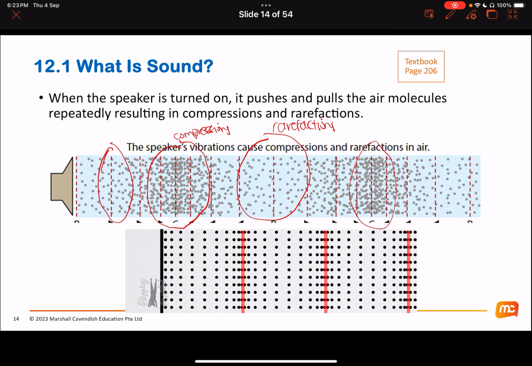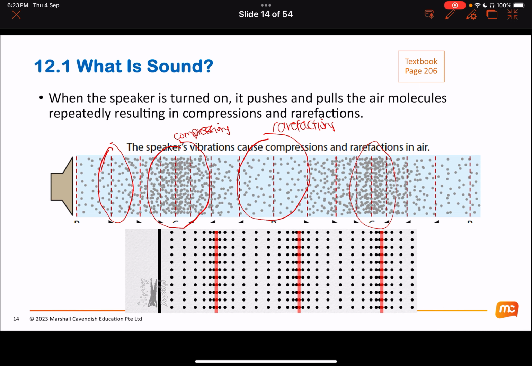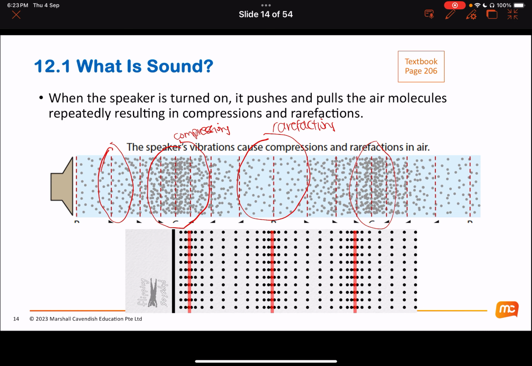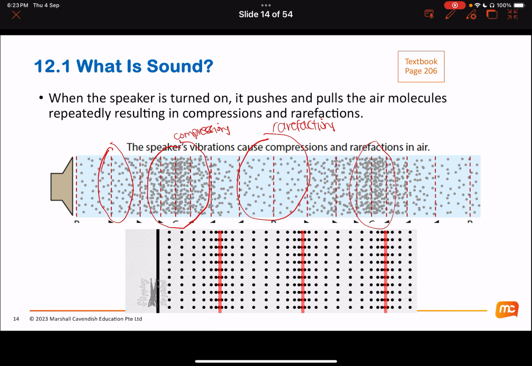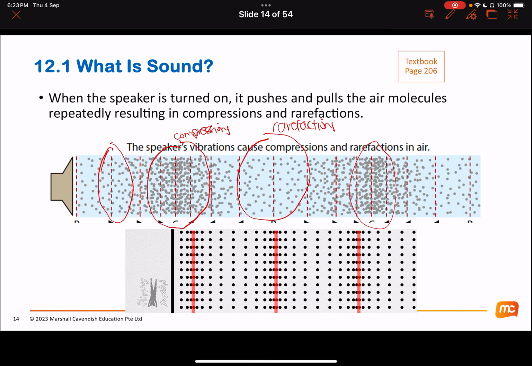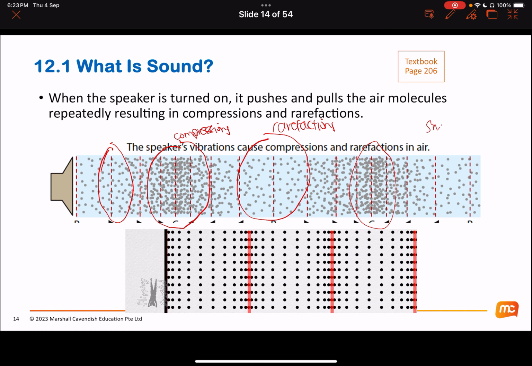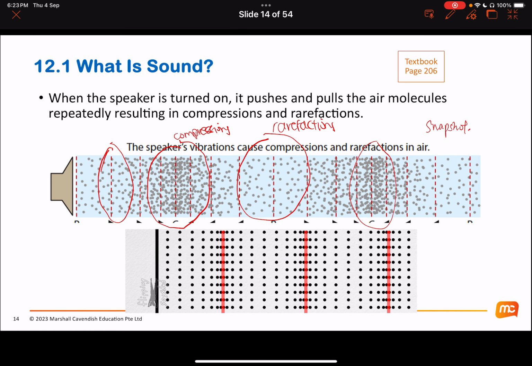Now we're going to draw this, or relate this into a graph. Again, if you recall, when we looked at all the particles in a wave, like we take a snapshot, if we take a snapshot of all the particles in a wave, what kind of graph can we draw?